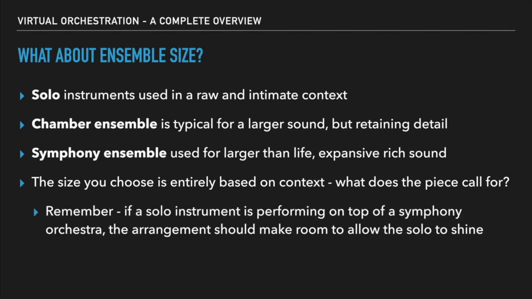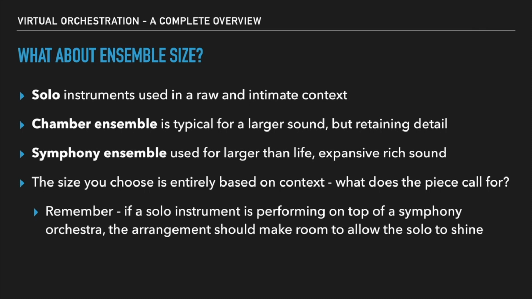So just remember, for example, if a solo instrument, like a solo viola, is performing on top of a symphony orchestra that's also playing, then the arrangement should be more sparse, right? It should make room to allow that solo viola to shine. Because if you have everything playing at fortissimo and just the one solo instrument, then it's going to be swallowed up by the rest of the orchestra because everything else is so loud.